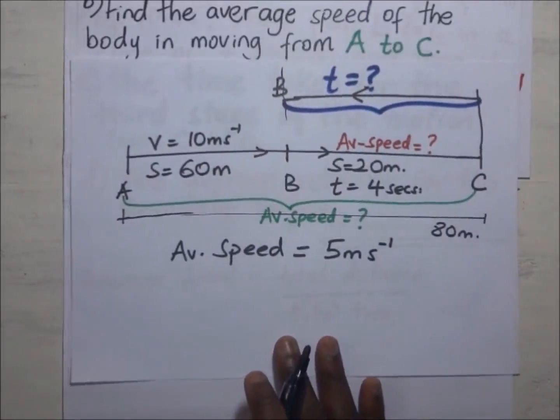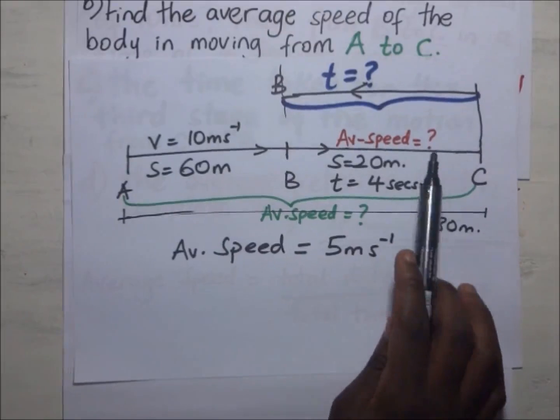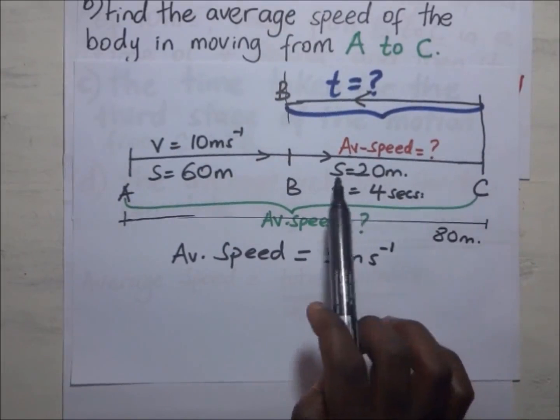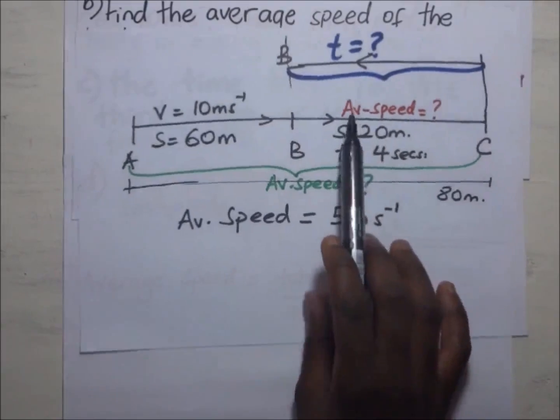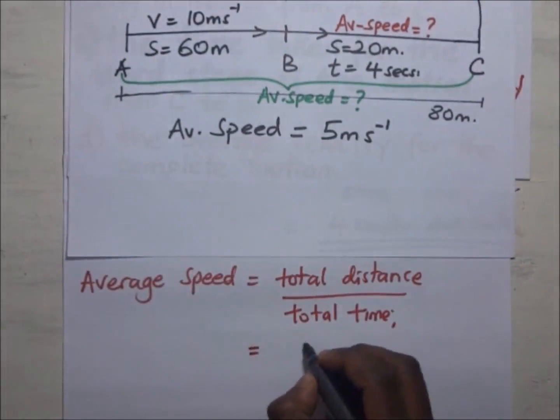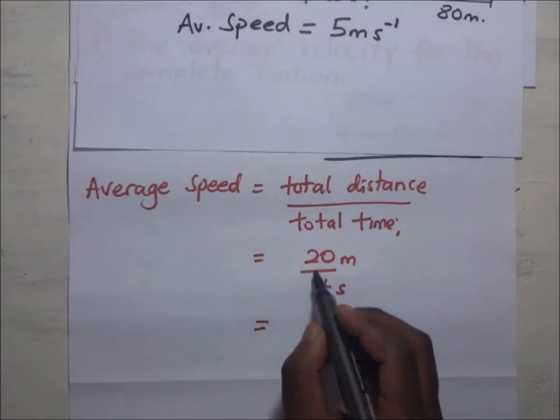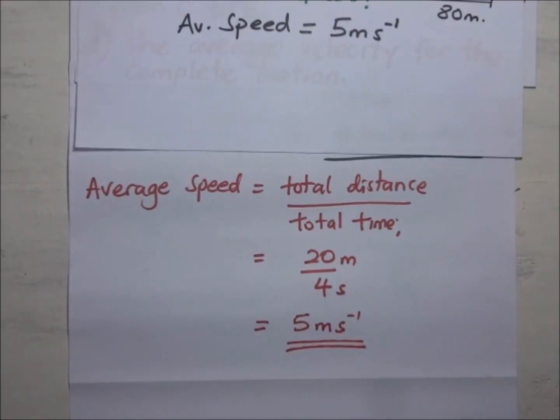Now the second portion of the motion, B to C, the average speed we are supposed to find here is going to give us the total distance, which is 20 meters, divided by the total time, which is 4 seconds. So this is going to become equal to 20 divided by 4. So our answer is going to become 5 meters per second. And that's our average speed for the second portion of the motion. So we have answered part A.